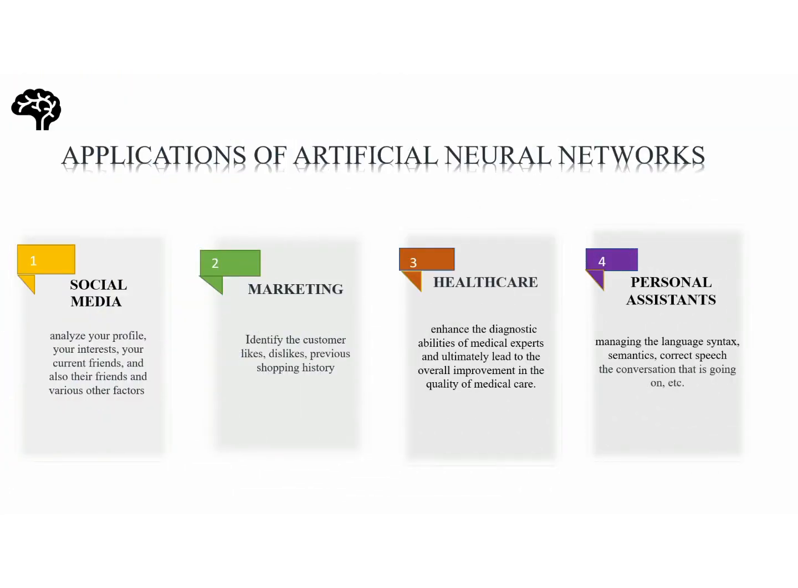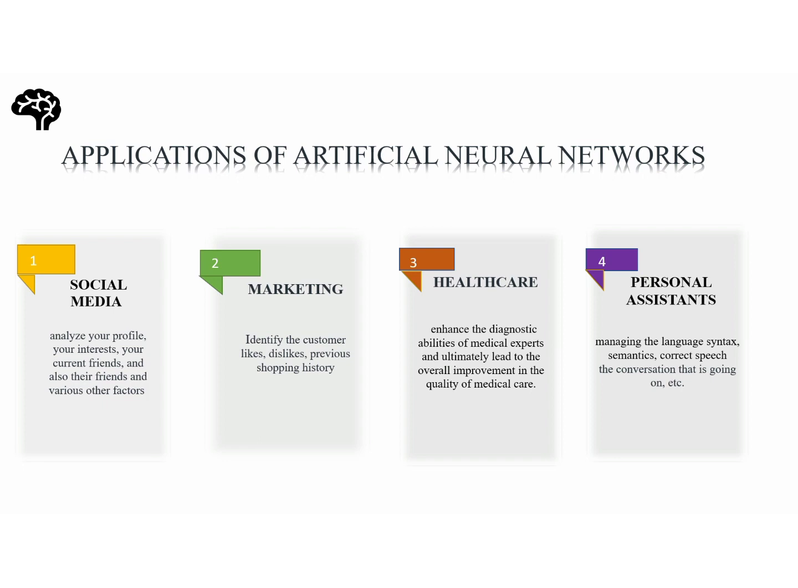The applications of the neural network. Social media. For example, let us take the People You May Know feature on Facebook that suggests the people that you might know in real life so that you can send them a friend request. Well, this magical effect is achieved by using the artificial neural network that analyzes your profile, your interests, your current friends, and also their friends and various other factors to calculate the people you might potentially know.